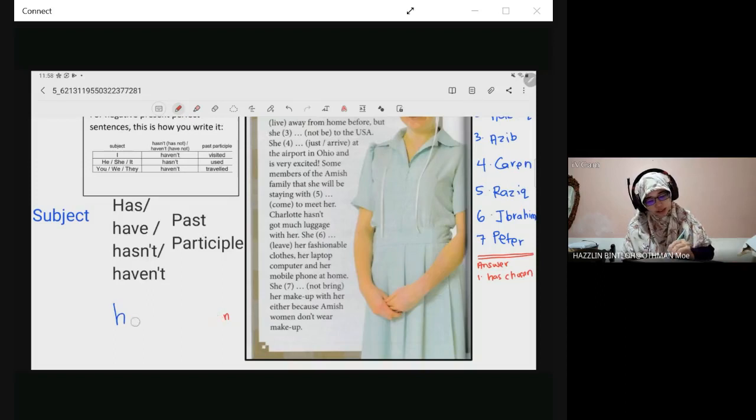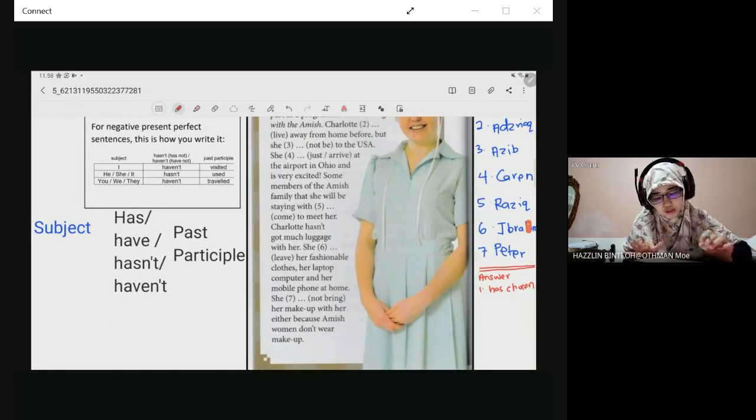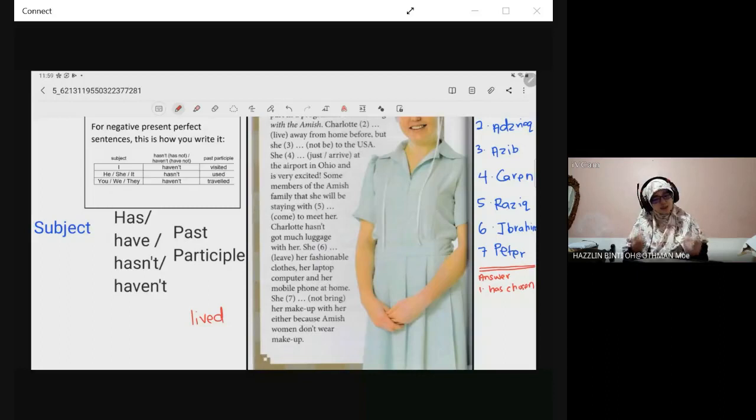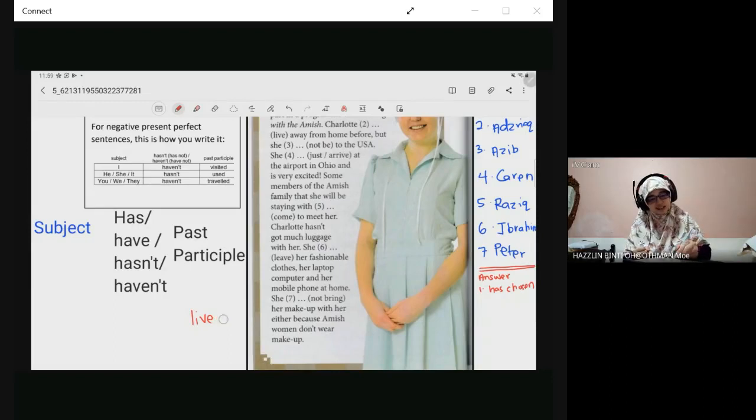Okay, let's see. Number two is supposed to be Azrik. Azrik, what is your answer? Live. Live? Only live? Hello, this is supposed to be present perfect. Live. Yes. Okay, now Azrik, remember you are supposed to write present perfect sentences.